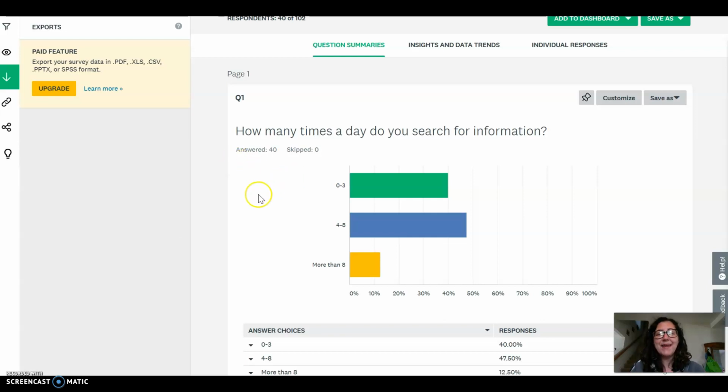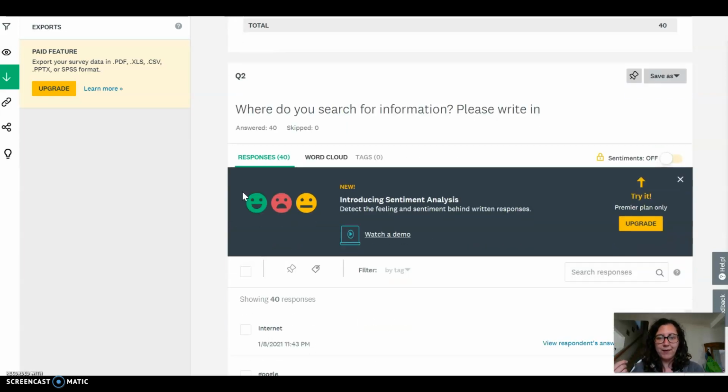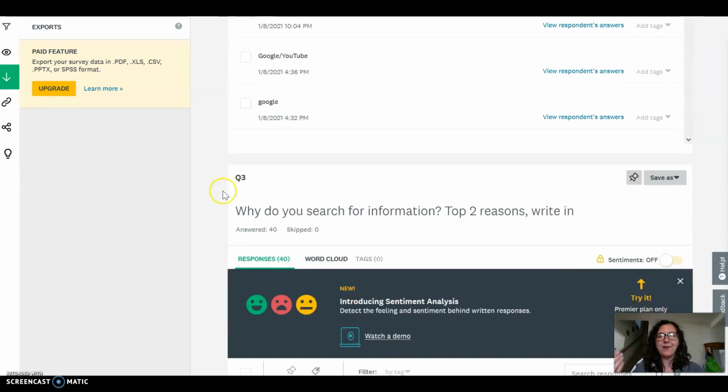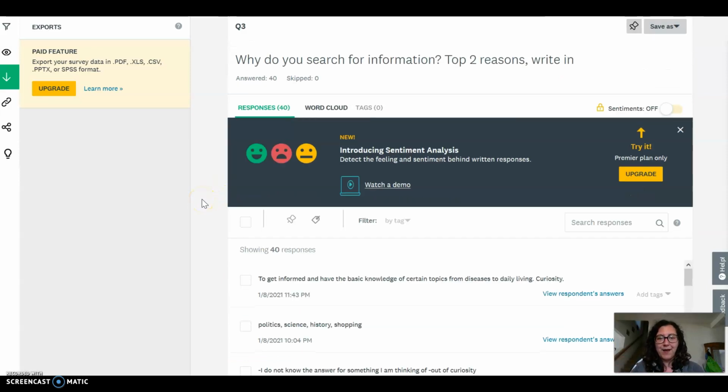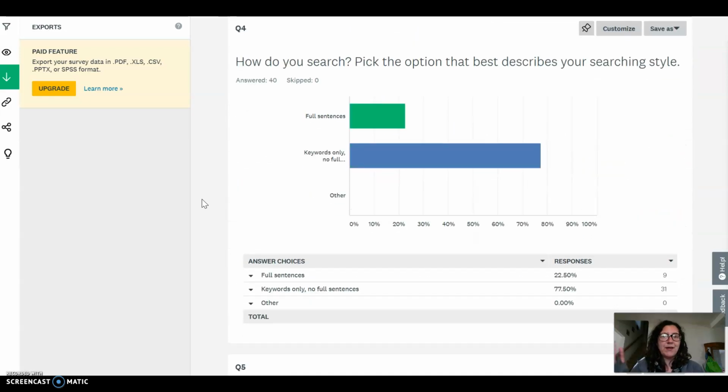So here, a lot of you search 48 times a day, which is normal. A lot of you search on the internet or Google, which is also normal. A lot of you say that you get your information just because you're curious or you have something to do. Here you said, and this is what I really liked, that you searched using keywords. Some of you do use full sentences, but not a lot of you. Most of you use keywords, and those of you that use full sentences, I'm going to try to break you of that habit.